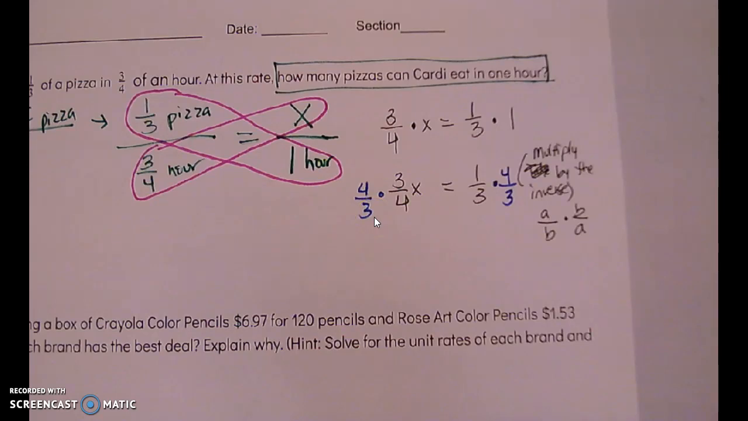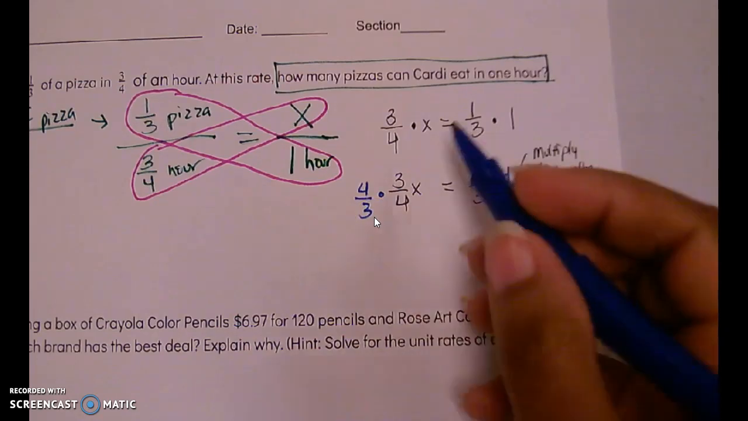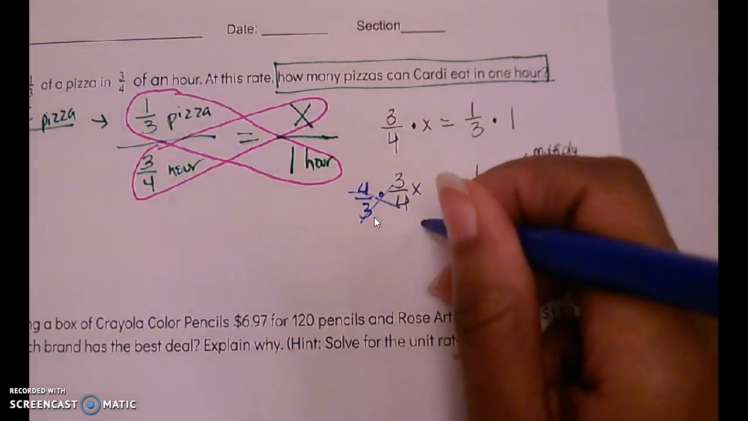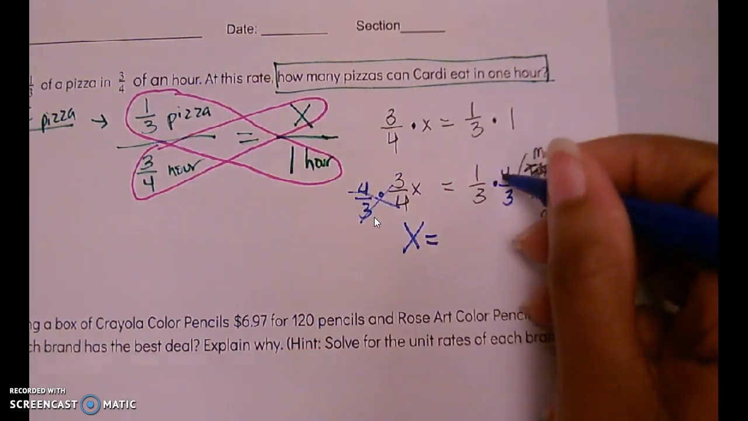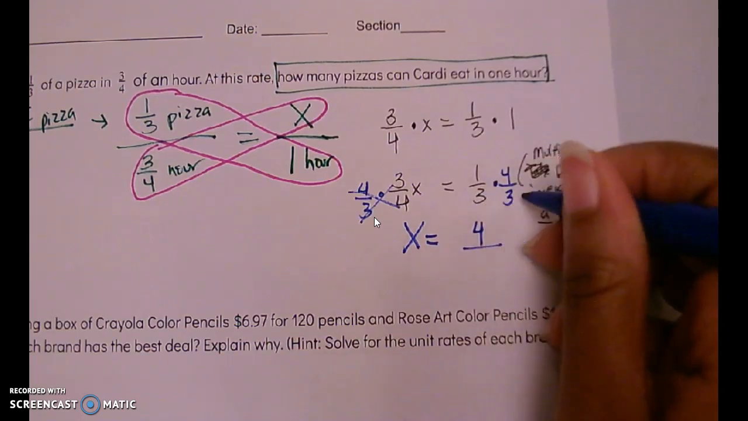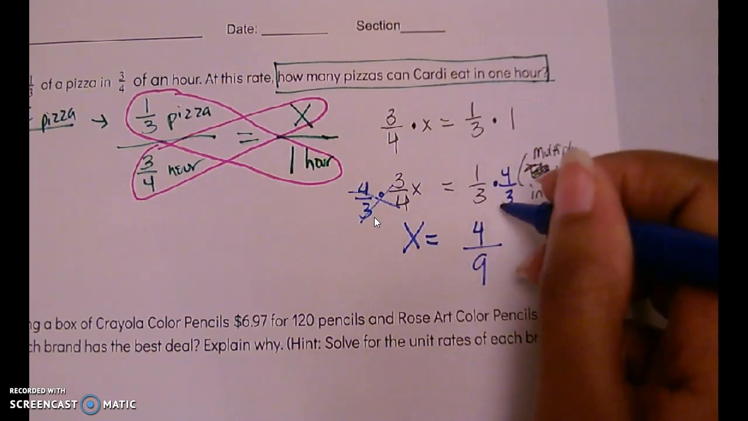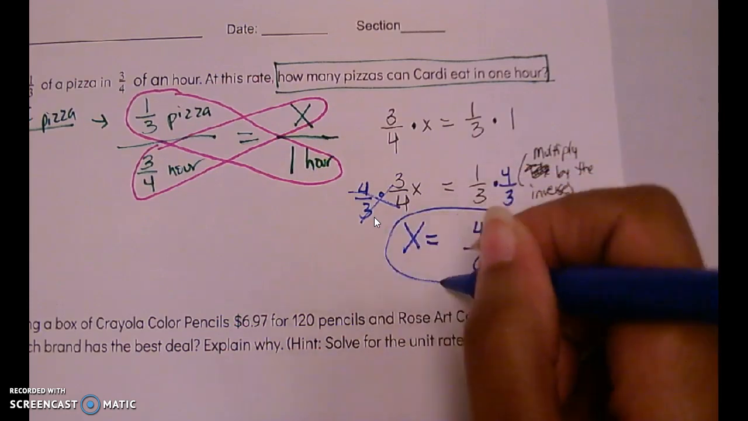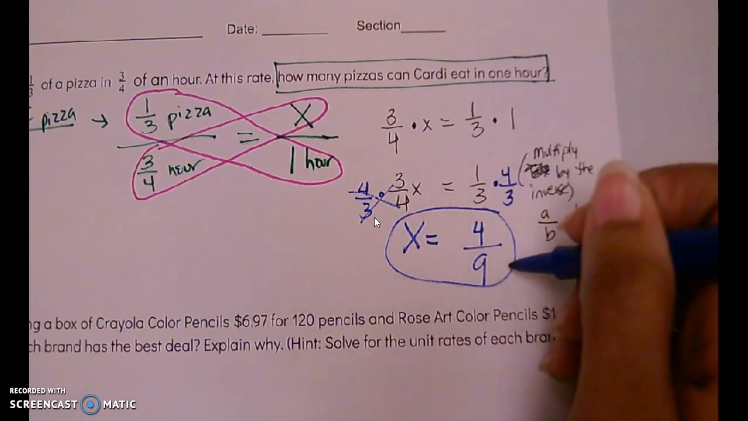All right, we're back. Very quickly, when I multiply both sides by the inverse, this actually cancels out and leaves x by itself. And then I'm left with 1 times 4, which is 4, and 3 times 3, which is 9. So my answer is that Cardi can eat 4/9 of a pizza in 1 hour.